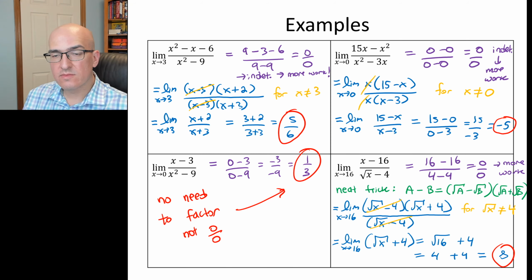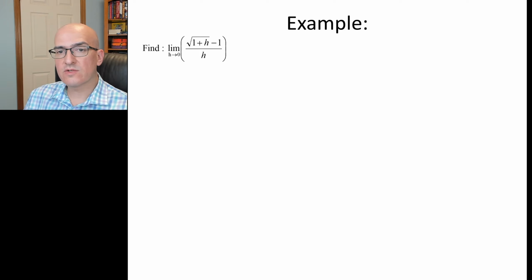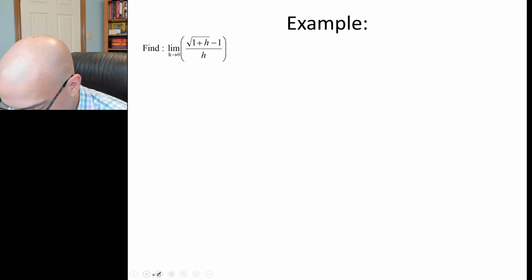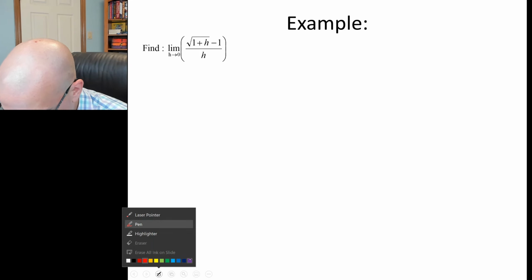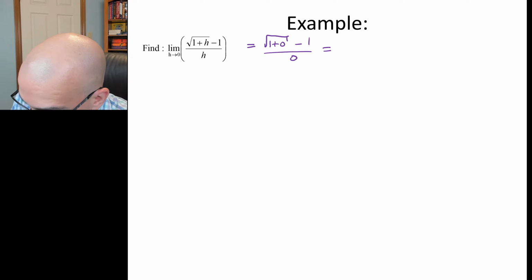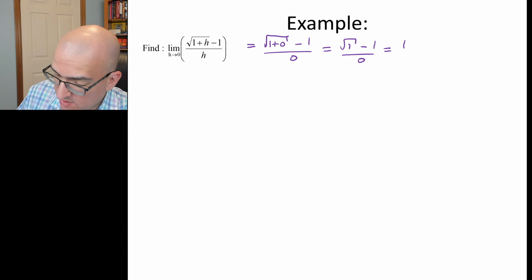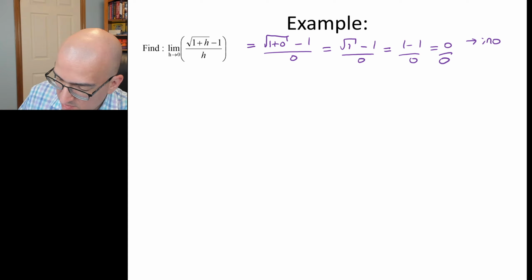How are you going to factor this? How are you going to answer this question? Well, let's first make sure we have to do something fancy. Maybe we'll just plug in the 0, limit h approaches 0 of this. So we have the square root of 1 plus 0 minus 1 divided by 0. So I'm replacing all the h's with zeros. Square root of 1 minus 1 over 0. Square root of 1 is 1, so I have 1 minus 1 over 0. I have a 0 over 0. This is an indeterminate form. And that means we have more work to do.